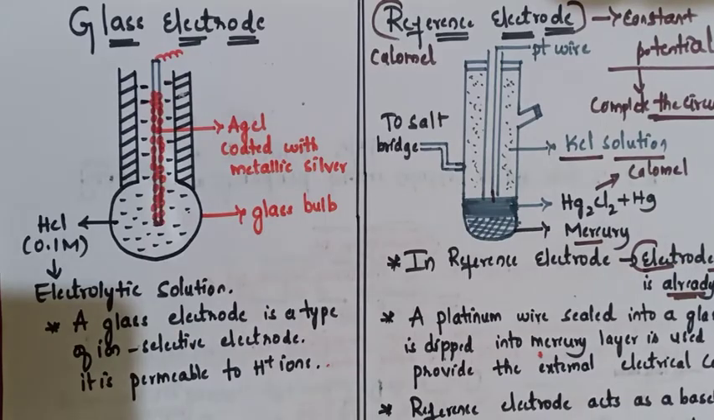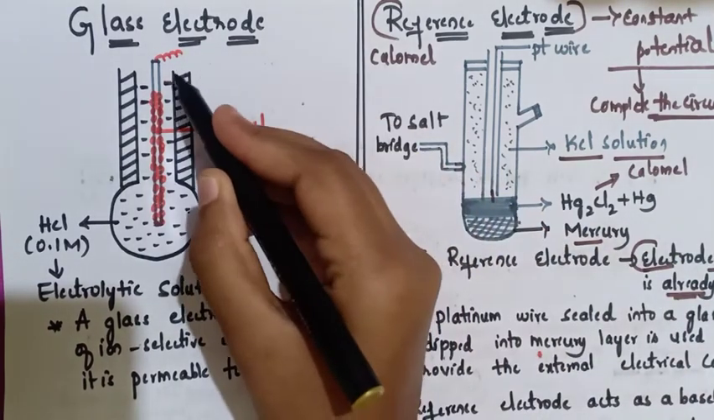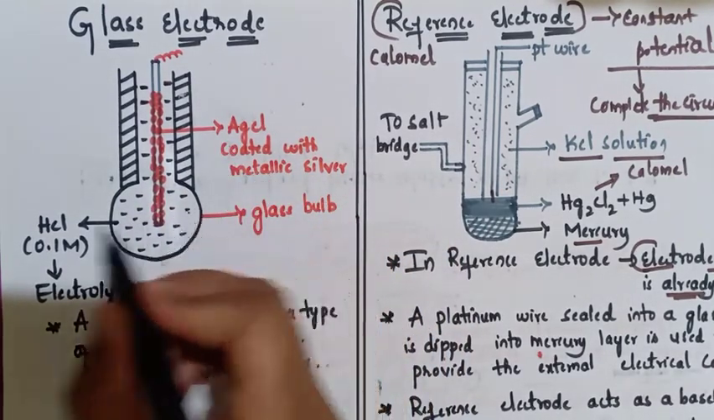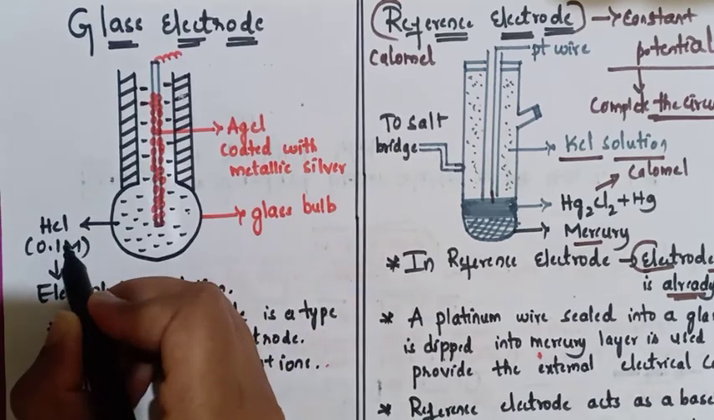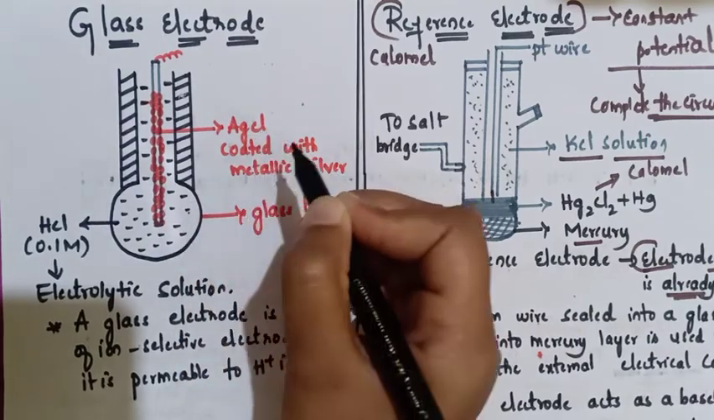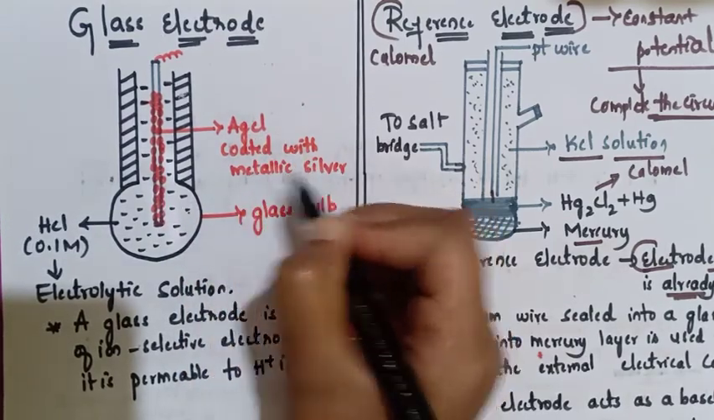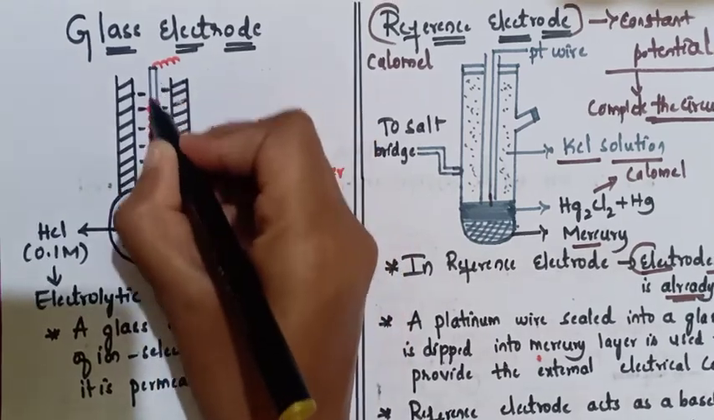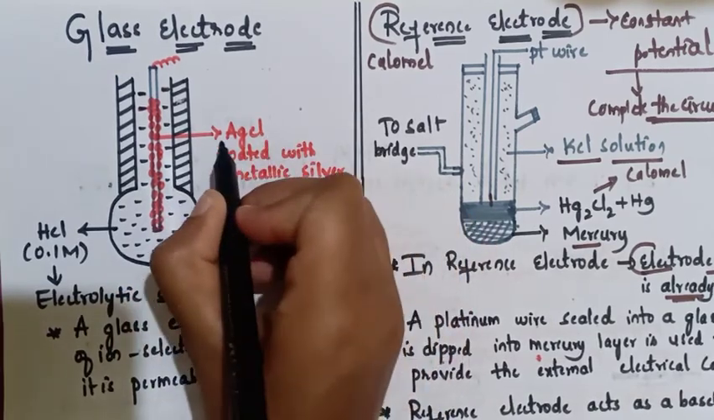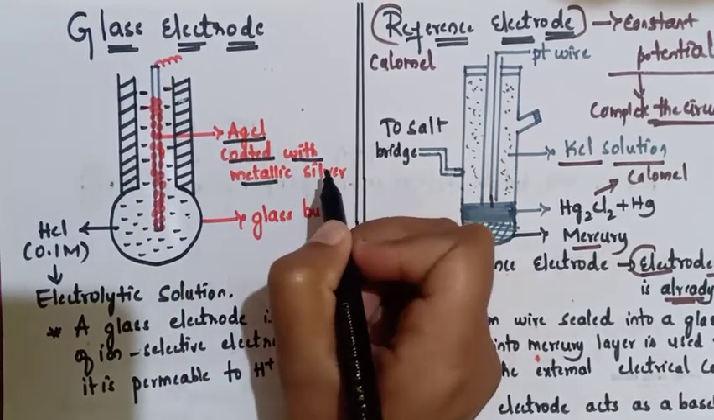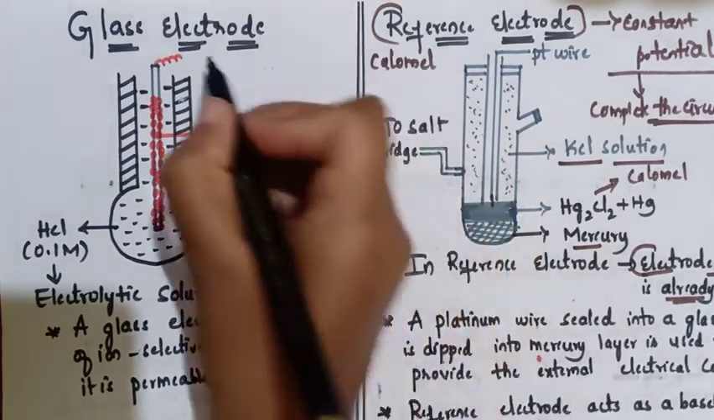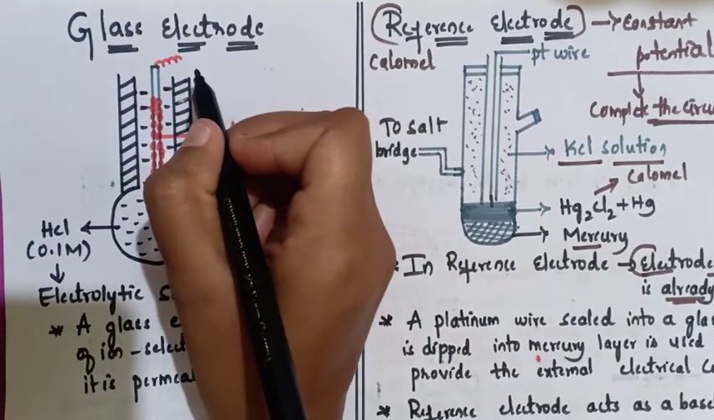Now, let's study about the glass electrode. Here you can see a narrow glass tube and a glass bulb, and the electrolytic solution is 0.1 molar HCl. Here there is a wire in a narrow tube which is made up of AgCl that is coated with metallic silver. You can observe here the AgCl which is coated with metallic silver. This AgCl coated with metallic silver is mainly used for electrical contact, and this is connected to the external circuit.